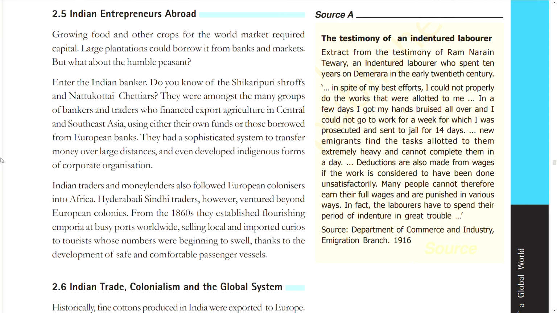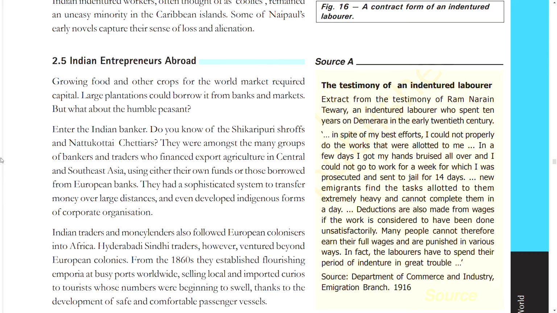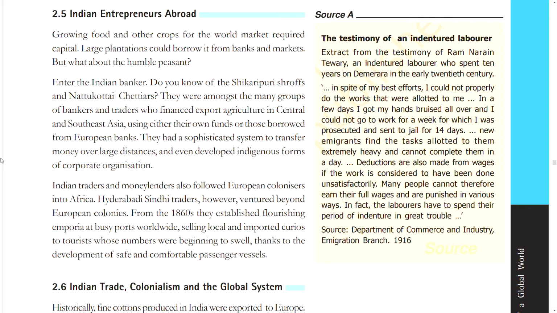Indian entrepreneurs abroad. Source: the testimony of an indentured laborer. Extract from the testimony of Ram Narayan Tiwari, an indentured laborer who spent 10 years in Demerara in the early 20th century.